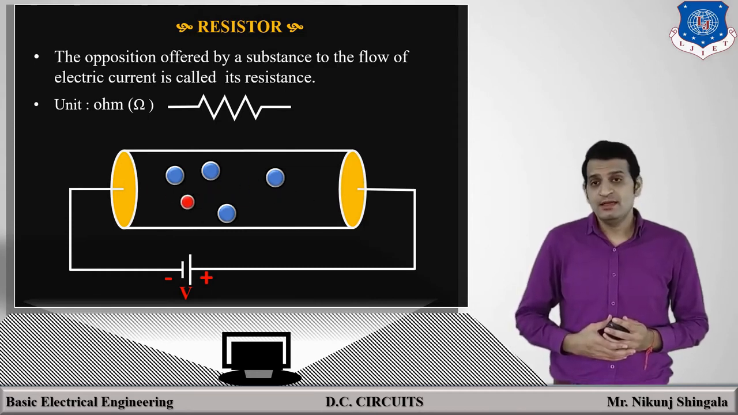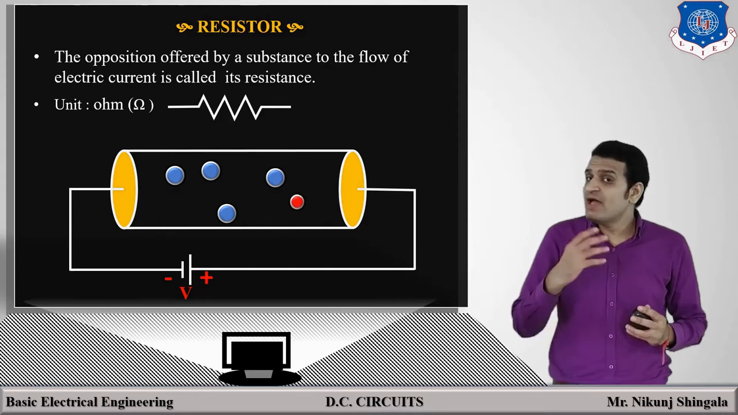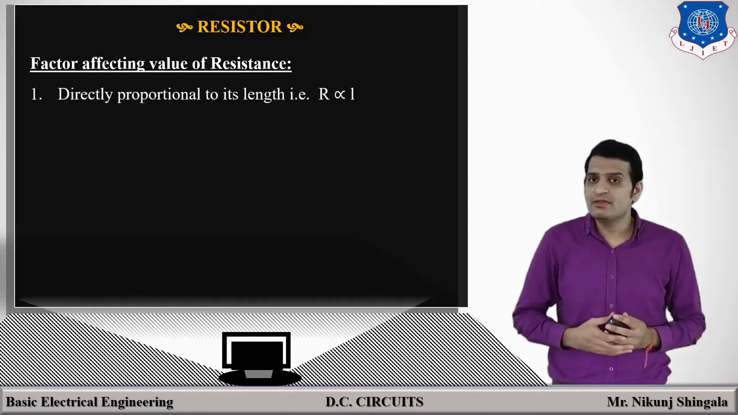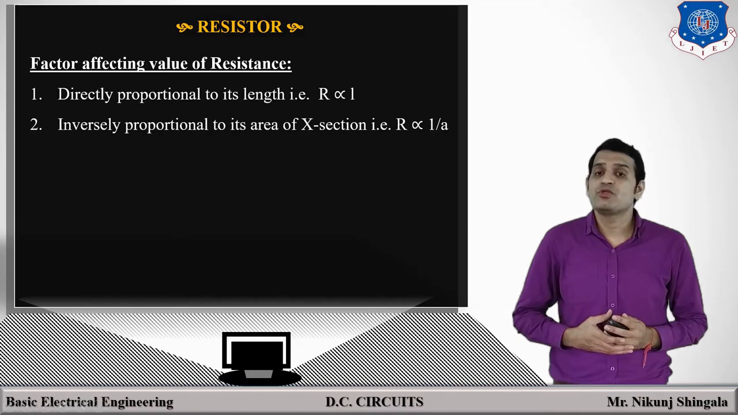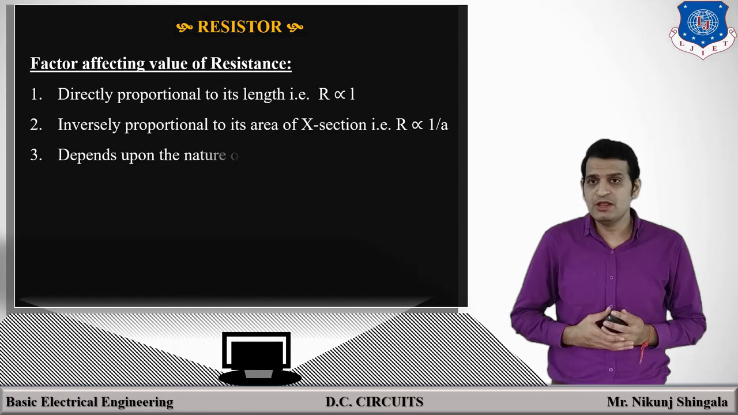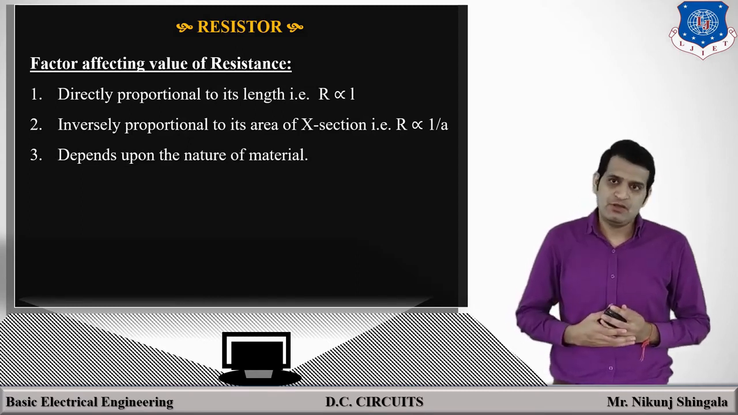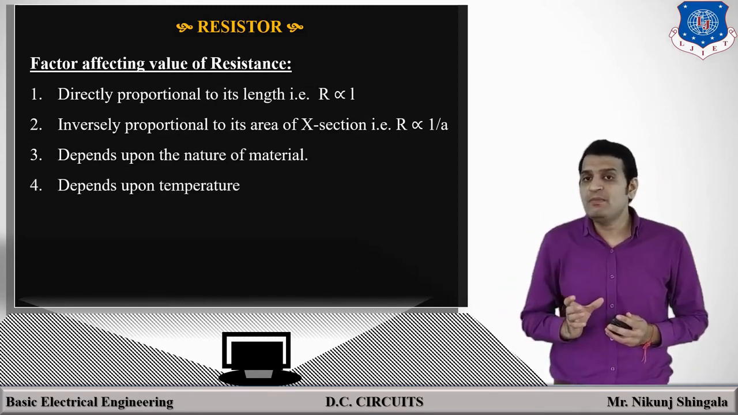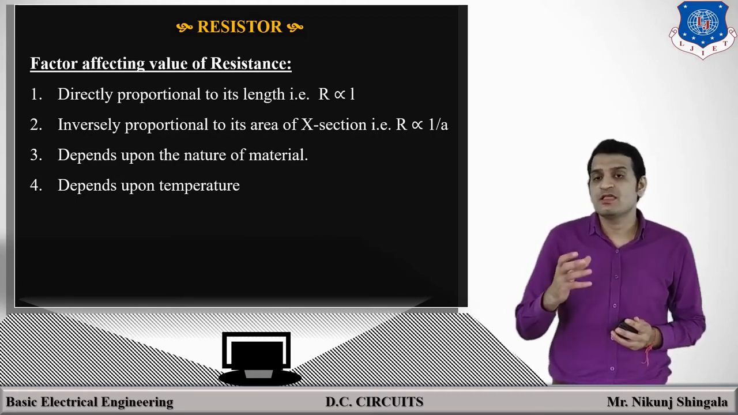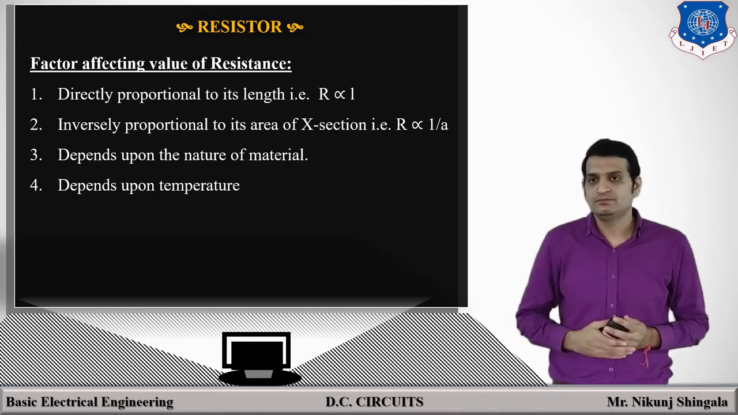Now, let us see the factors affecting the value of the resistance. First, the resistance of a conductor is directly proportional to its length. So R is proportional to L. It is inversely proportional to its cross-sectional area. So R is proportional to 1 divided by A. It also depends on the type or nature of the material, and it also depends on the temperature. So these are the four factors on which the resistance of a conductor depends. And we will discuss each and every factor in detail.